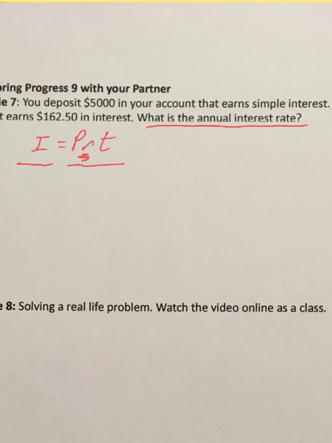Joe, what two letters could I divide that by? P and T. So P and T. Therefore, the P's cancel, the T's cancel, and I'm left with?